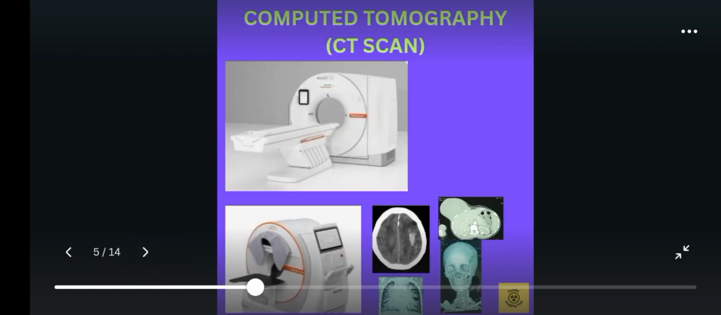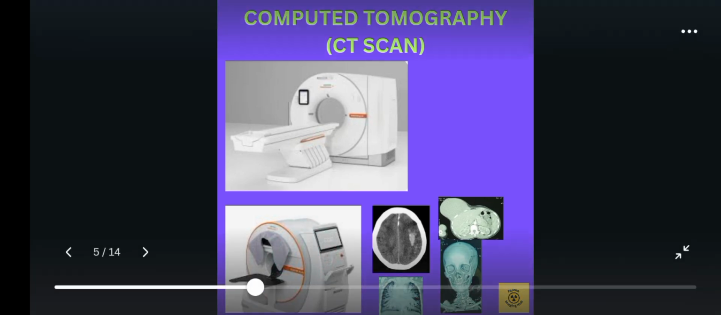And we'll look at the third machine, which is computed tomography, the CT scan. This is the static one. We only have a mobile one. Yeah, that can be used in ICU, but it's rare because probably of the cost.